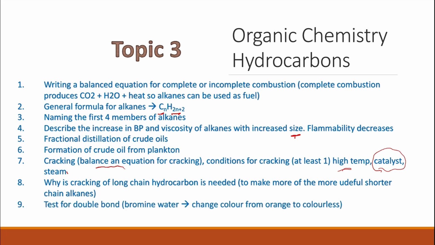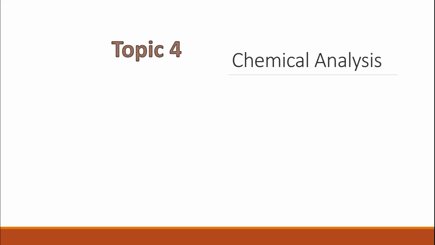You should know the test for the double bond, which is called the bromine water test, and you should identify the color change, which changes from orange to colorless in case of the presence of double bond. Chemical analysis. You should know what is a pure substance, which is a substance that has nothing added to it, and what is a formulation, and you should identify a certain substance as a formulation.